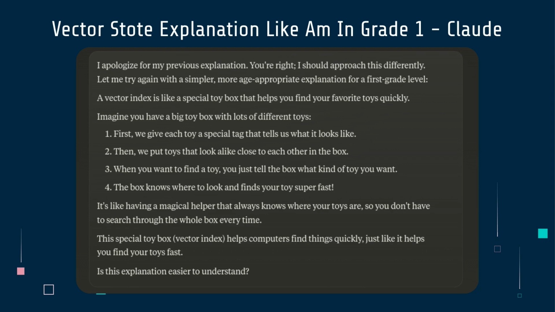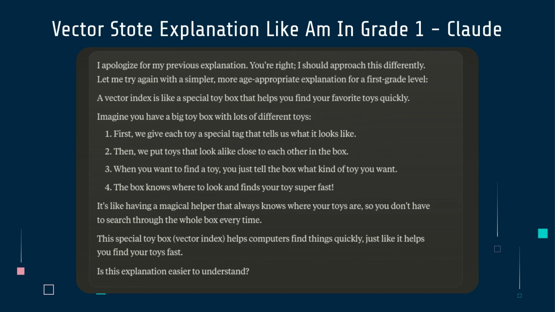You can pause the video and read through, but you can also read through it together. So let's see what it has to say. A vector index is like a toy box that helps you find your favorite toys very quickly. Imagine you have a big toy box with lots of different toys. First, we give each toy a special tag that tells us what it looks like. Then we put toys that look alike close to each other, all in one location. That's one very important point for understanding what a vector index or vector store is.